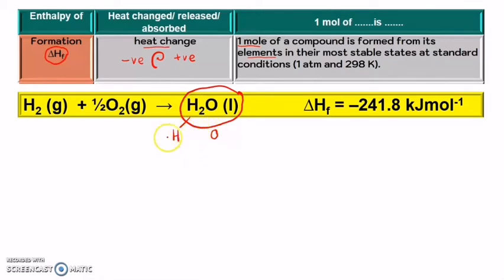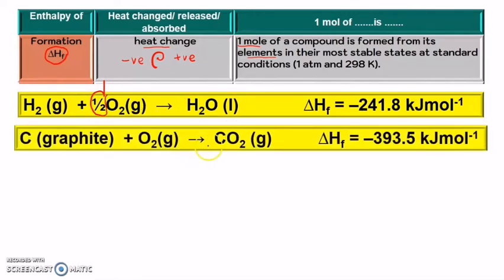But hydrogen exists as H2 element. H2 is the most stable state of hydrogen. So, H2 gas plus O2 gas. O2 is also the most stable state of oxygen. But to make sure that H2O is equal to 1 mole, we have to make the O2 as half in this equation. So this is the thermochemical equation for the formation of H2O.